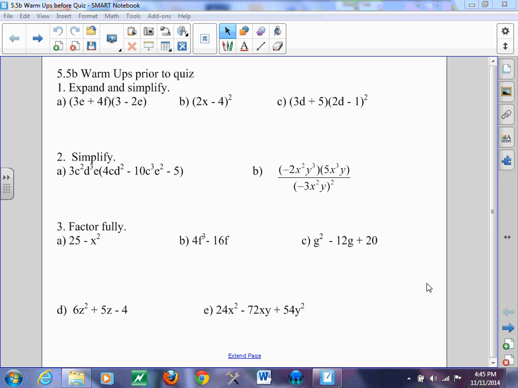So to take a look, folks, for our quiz that's coming up, I would like you to do these warm-ups. Remember that when it says expand and simplify, or just simplify, that means to eliminate the brackets. Whereas when it says to factor fully, you're going to create the brackets and create factors by dividing.